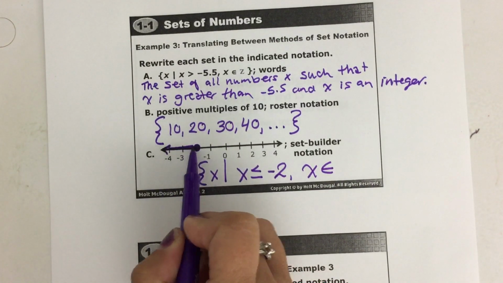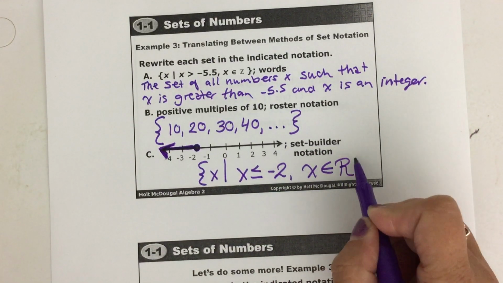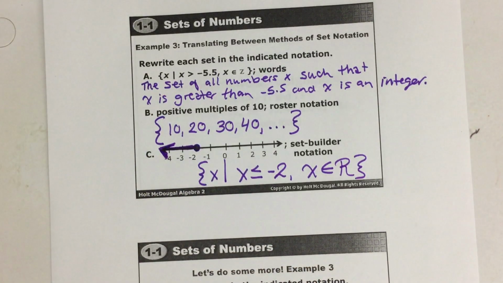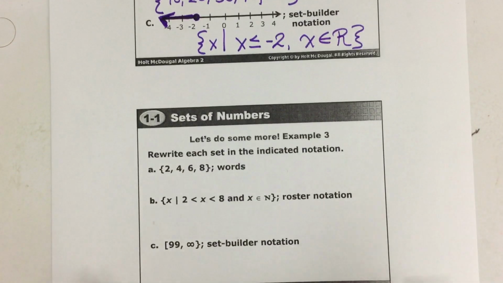Notice this is an arrow filling in every single value. So all we know is that it's a real number because this is shading any value less than -2. So that means it's going to include negatives and decimals and fractions and all those things. So if it's shaded on a number line, it's going to be a real number. Okay, let's do a couple more.